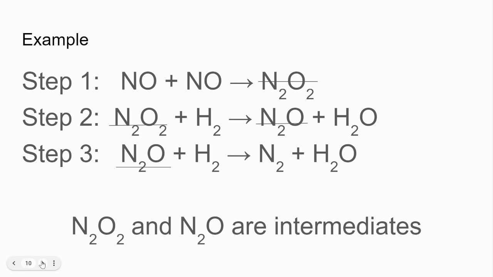We have N2O2 on both sides of the arrows. Here it is on the product side. Here it is on the reactant side. We have N2O on the product side and the reactant side. So dinitrogen dioxide on both sides, dinitrogen monoxide on both sides. They do completely cancel out, and they appear on the product side before they show up on the reactant side. Both will appear on the product side before they appear on the reactant side. That makes those intermediates.